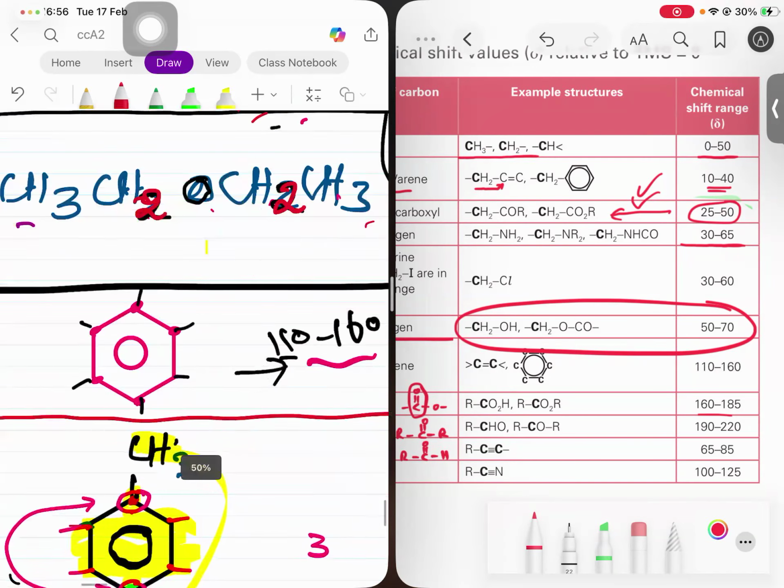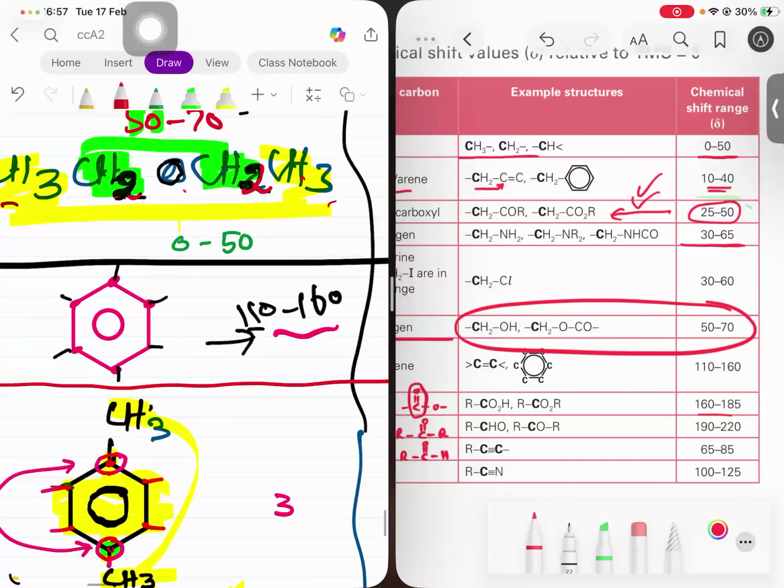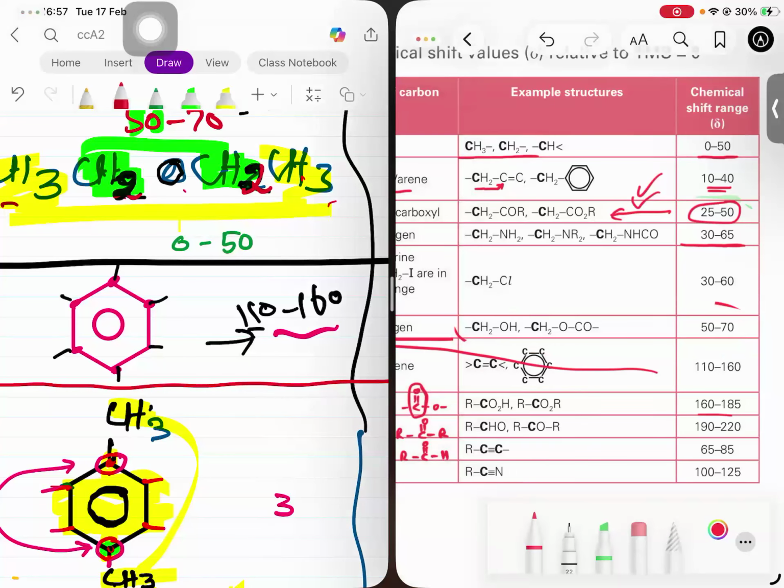Next, all the carbons in benzene contribute to one peak. And look at the value. What is the value? Yes, 110 to 160. It's written here. Okay? Next.